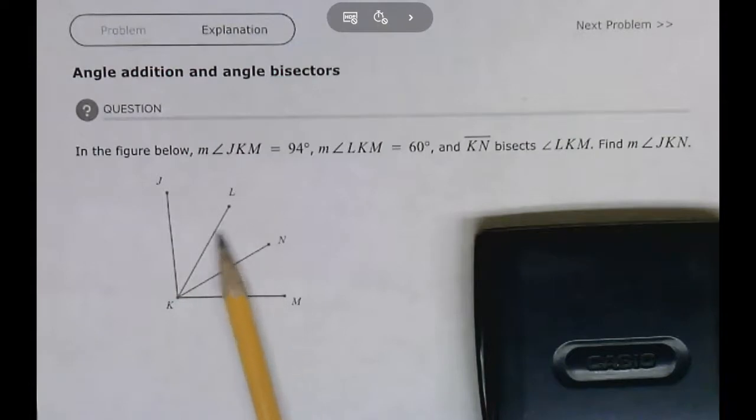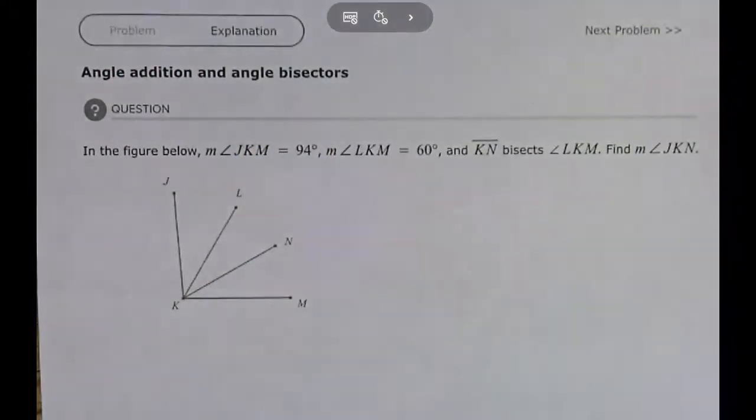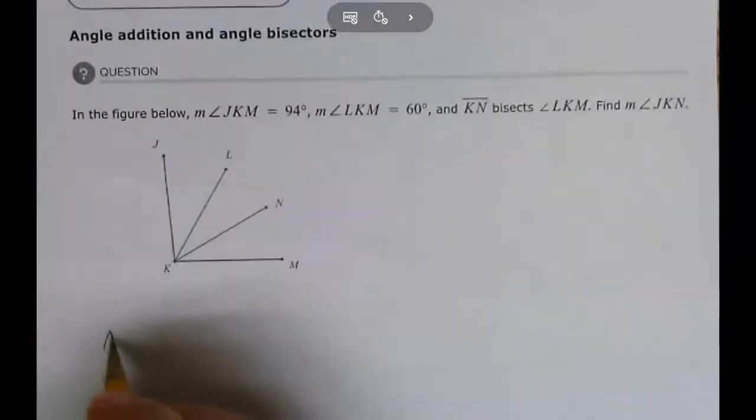There are little nuances to these though, and you're going to see how we can use this idea of adding angles together to figure out unknown angles. One of these is an angle bisector. So if we look at an angle bisector, let me move this calculator.